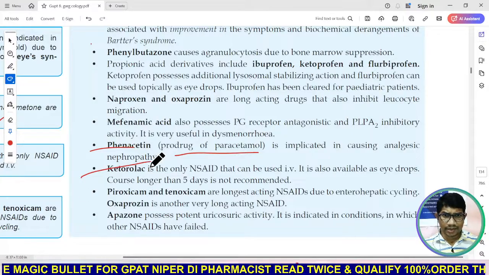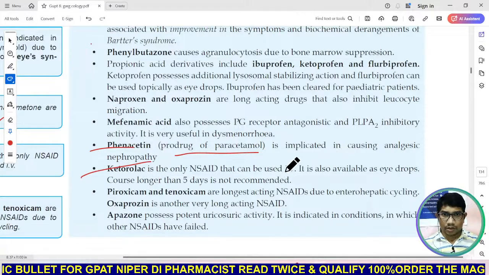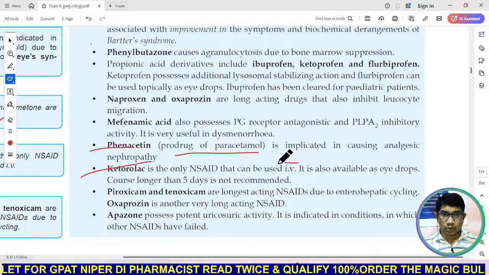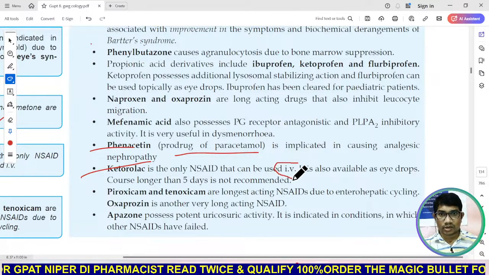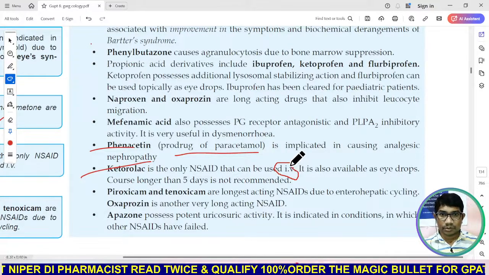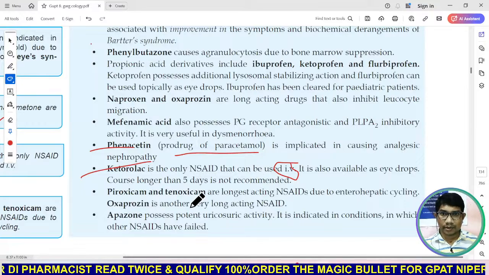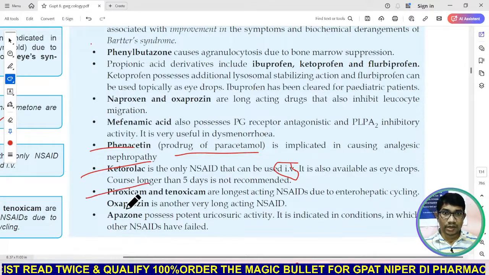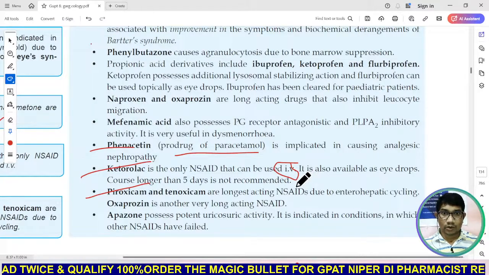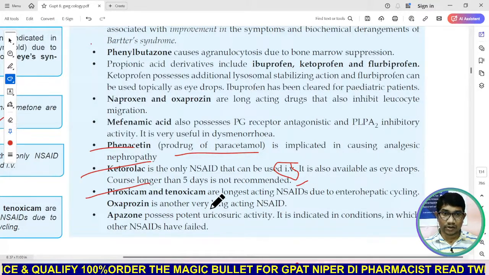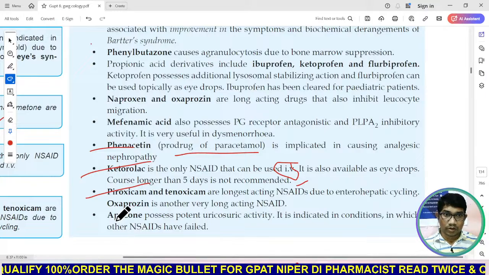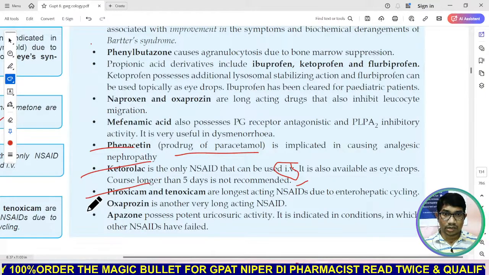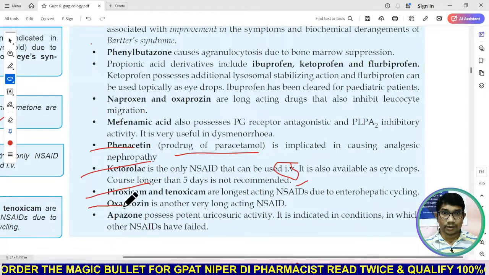Ketorolac is the only NSAID which can be used intravenously. Ketorolac is the only non-steroidal anti-inflammatory which can be used intravenously and is available as an eye drop also. Piroxicam, tenoxicam, they are the longest acting NSAIDs. Longer acting NSAIDs, piroxicam, tenoxicam. Okay. Oxaprozin is a new very long acting NSAID.